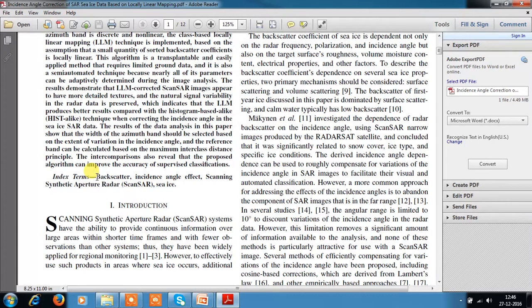Here the term backscatter means it has an angle of radiation at 180 degrees. The incident angle effect is taken. This incident angle will help us to scan the synthetic aperture radar, that is scan SAR. The term SAR is synthetic aperture radar, which will help us in the mapping process to monitor the sea ice.